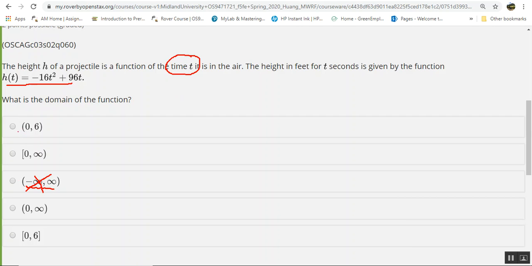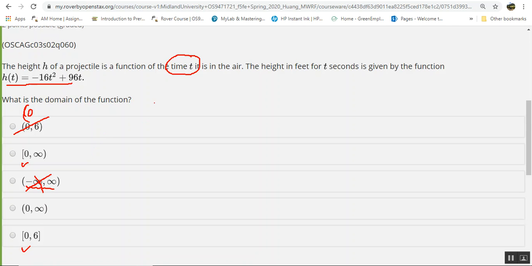And then I also rule out this one because it's just an open parenthesis. Time can be 0. This open parenthesis means 0 is excluded. However, 0 can be included because that's the moment the object is projected into the air. So I would say, hey, now we are left with these two, right? We are left with these two because of the bracket. Now, which one is the correct one?